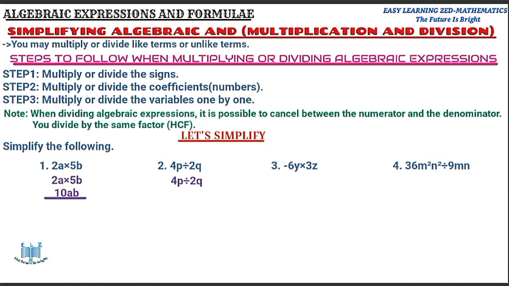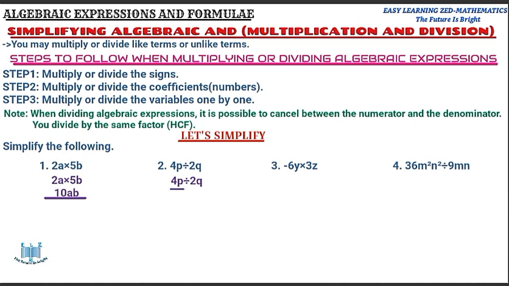Now we have 2 there and 4 there. So we can take it that 4p is the numerator and 2q is the denominator. Now what we can do is find a common number that can go into both numbers. There is a common factor of 4 and 2, which is 2.